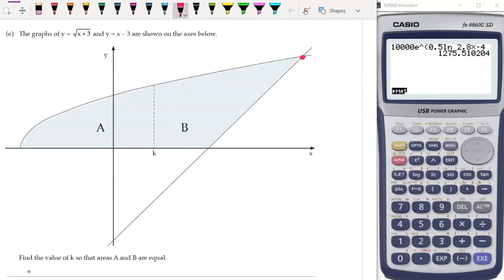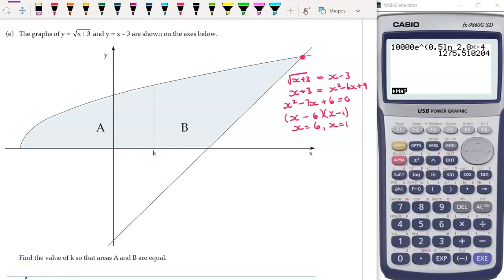So that happens when the square root of x plus 3 is equal to x minus 3. So if we square both sides, we'll get x plus 3 is equal to x squared minus 6x plus 9. So x squared minus 7x plus 6 is equal to 0. For that, we can factorize: x minus 6, x minus 1. So either x is equal to 6 or x is equal to 1.